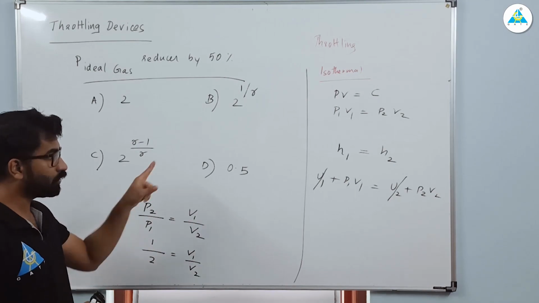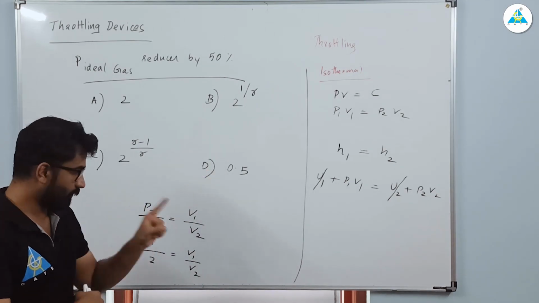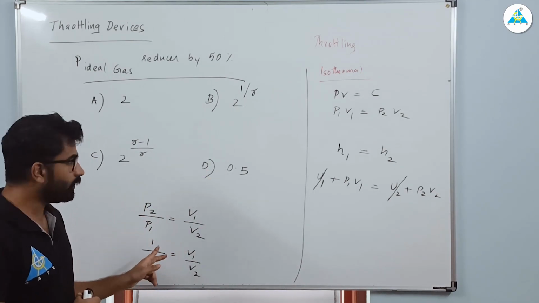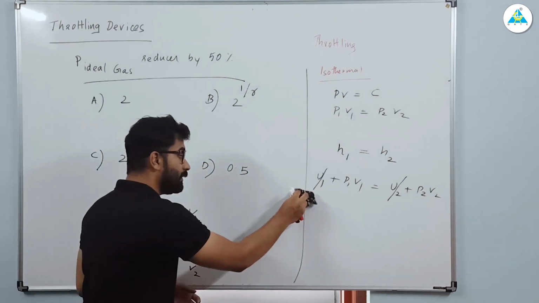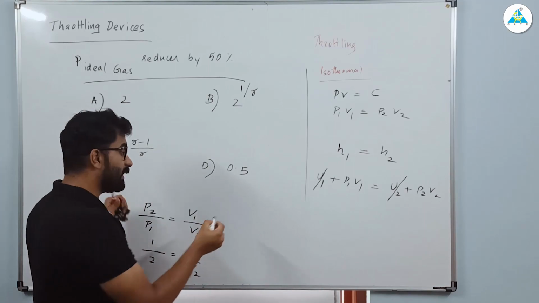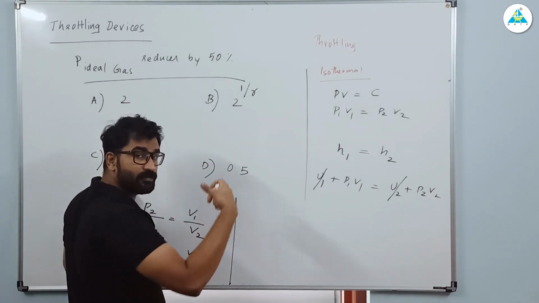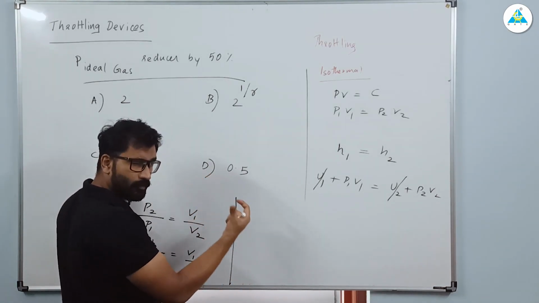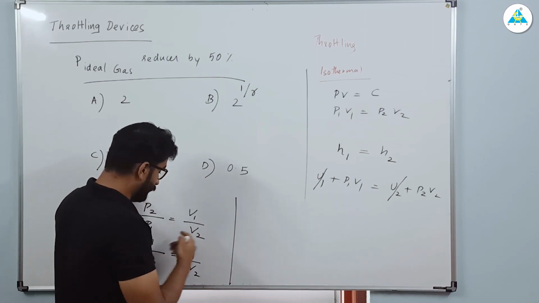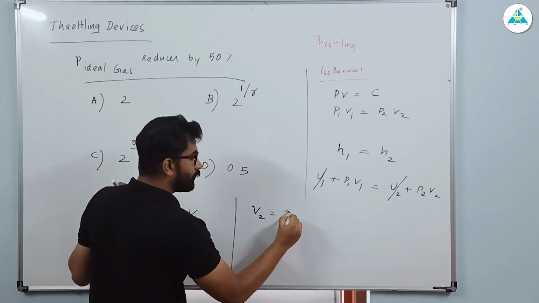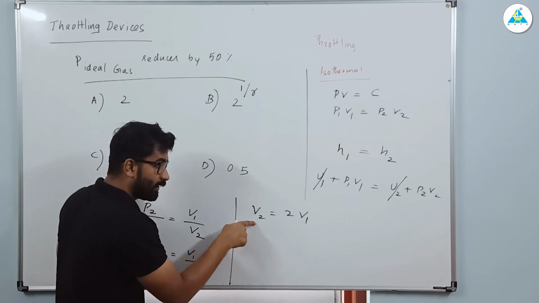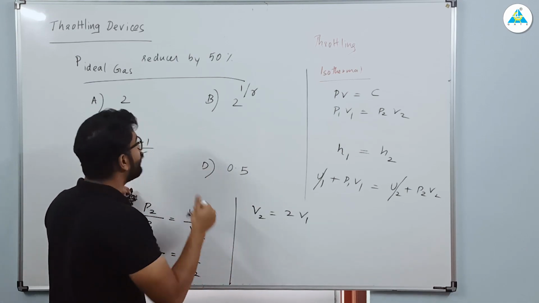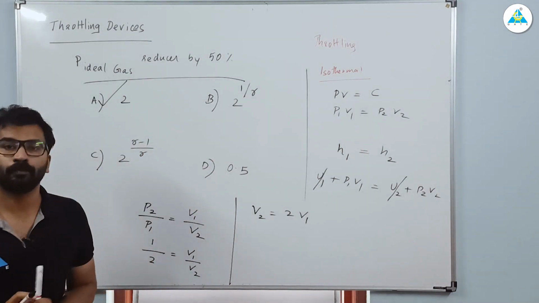Now you should not tick 0.5, that is the only problem. You have seen V1 by V2 is 1 by 2, so D is not your answer, because they are asking how the specific volume will change by a factor of, so you need to find the relation between V2 and V1. Clear? So V2 is equal to 2V1, so V1 is changing by a factor of 2, so specific volume will change by a factor of 2.